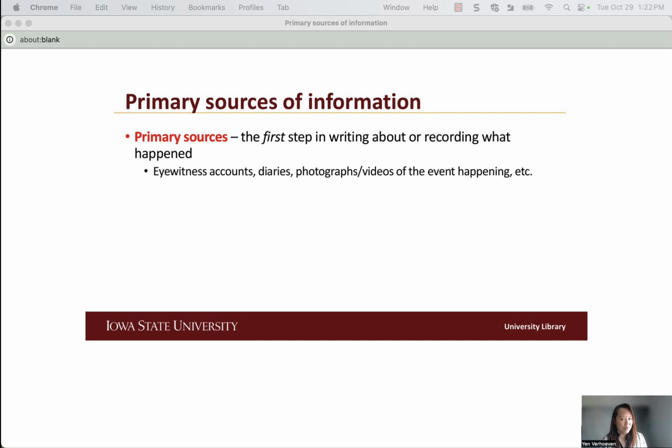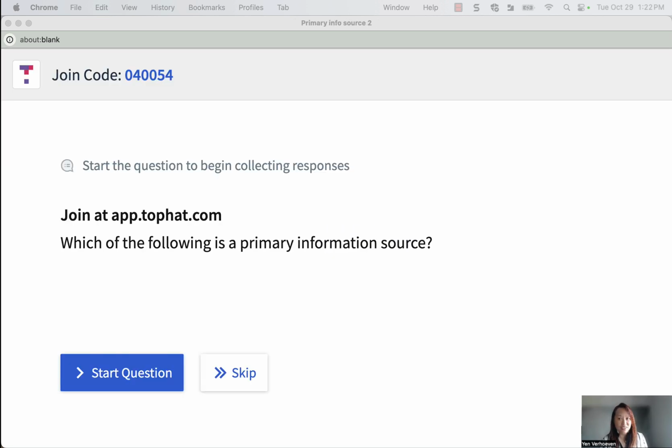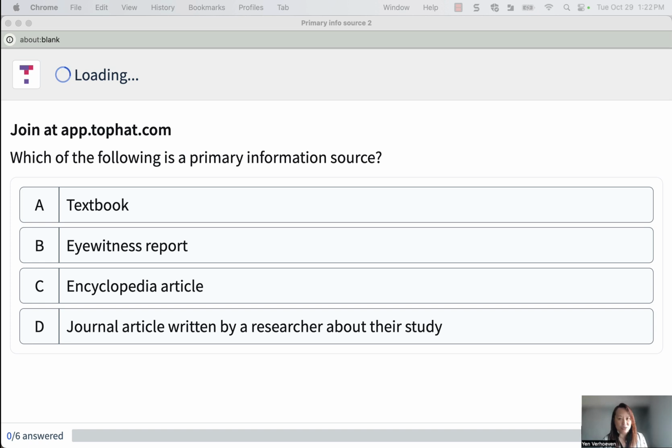All right, I'm going to keep going then. So let's talk about the second one, right? So, based on what we just talked about, which of the following is a primary information source?